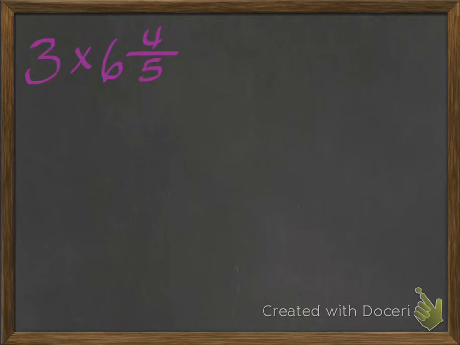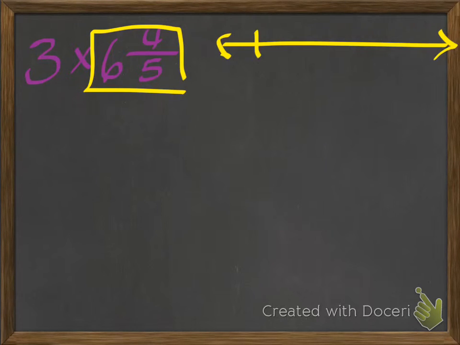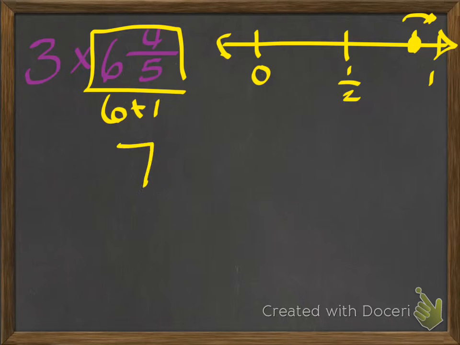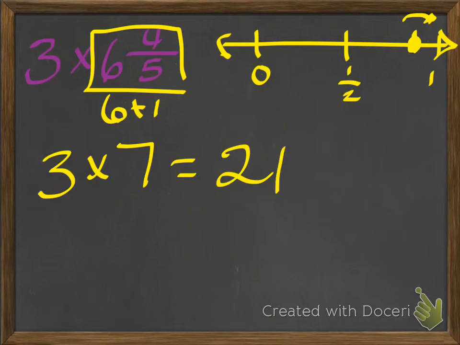Okay, let's try this one. Same thing, 3 times 6 4/5. So I'm going to change 6 4/5 to a whole number. And I'm going to think on my number line between 0, 1/2, and 1 where 4/5 is. I know that 5/5 is 1 whole, so 4/5 must be really close. It's probably about right there. So I'm going to round it up to 1. So now I've got 6 plus 1 here. That's going to equal 7. So I'll have 3 times 7, and that's going to equal 21.